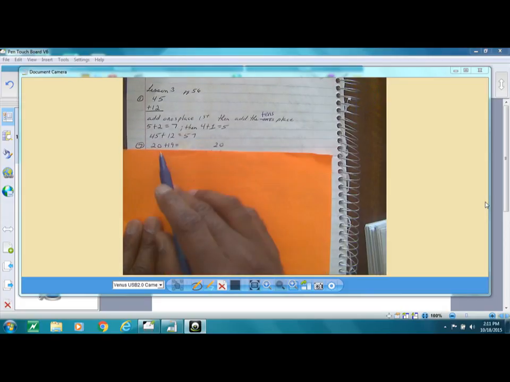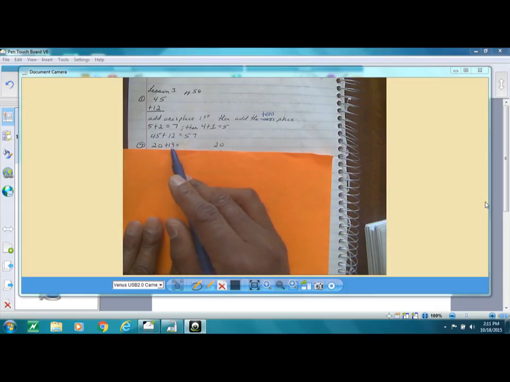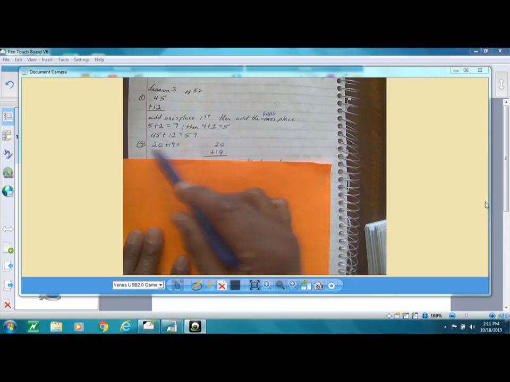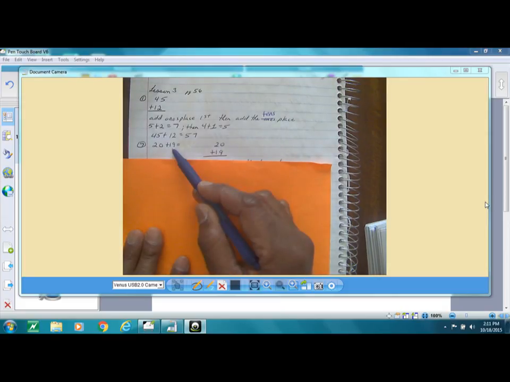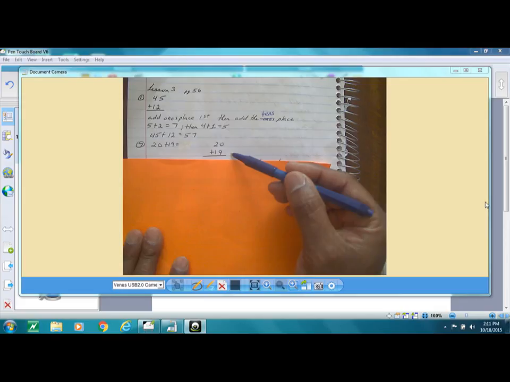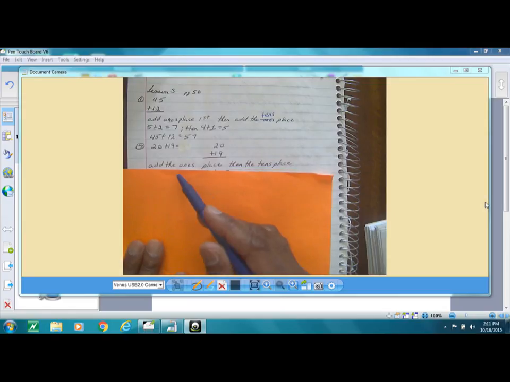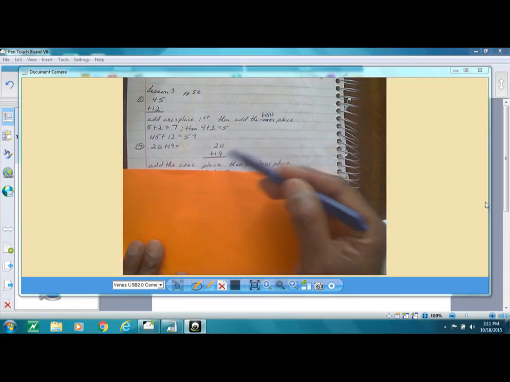Then they ask us to do number 7. Number 7 asks that we do the same thing. So 20 plus 19. The problem is written horizontally here. It's written vertically here. I like to work them vertically. That makes more sense to me. So we add the ones place first. Then we add the tens place.